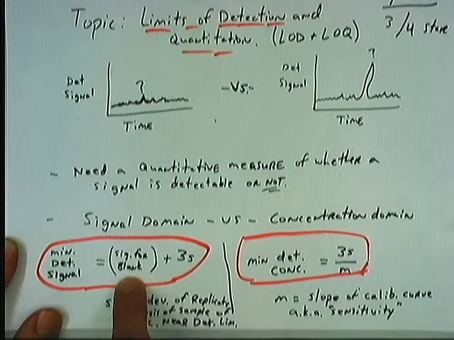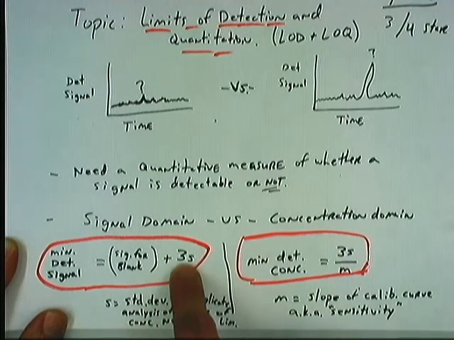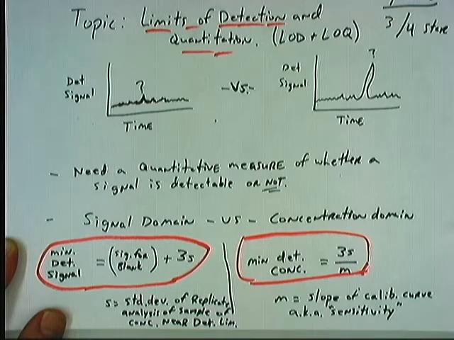The signal that is produced at the detector might be non-zero, so there might need to be a non-zero number that goes there. We're going to add to that 3s. What is 3s? 3 times s.